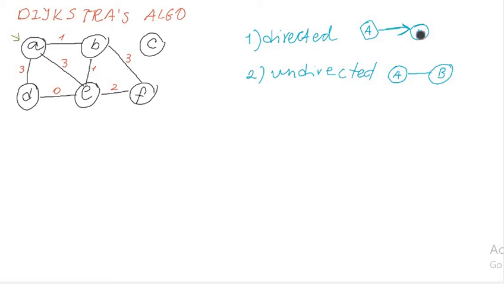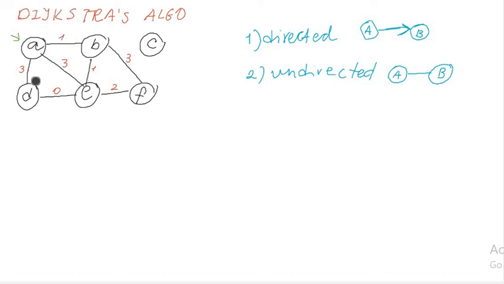So you can go from A to B, but not vice versa. And in the second type of graphs, which is undirected, you can go from A to B and from B to A. And for Dijkstra's algorithm, it doesn't matter if it's directed or undirected, because it does not deal with the directions, but rather it deals with the weights of the graph, which are these small little numbers above or close to the edges.